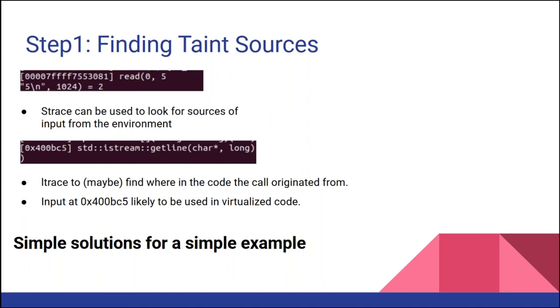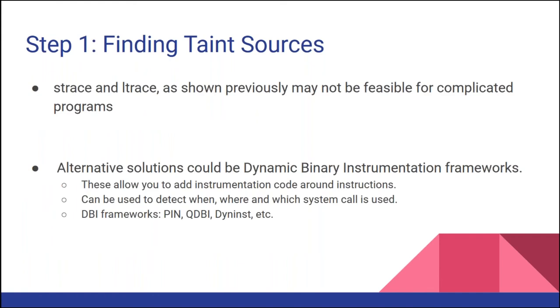So I'll briefly discuss how one can go about finding taint sources. One approach would be to use strace or ltrace to identify possible library and system calls, and then view their use in the assembly to see whether the input is used anywhere in the suspected code portion. But this approach is simple and may not scale very well to complicated programs. So a better solution might be to use a binary instrumentation framework, where we can automatically look at the values coming in from different sources, track their progress through the execution, and see whether they end up being used in the suspected portion of the code. This might be a better approach for a more complicated program.